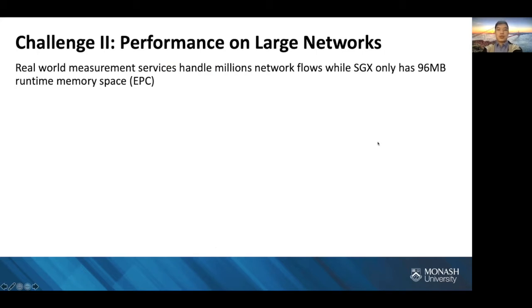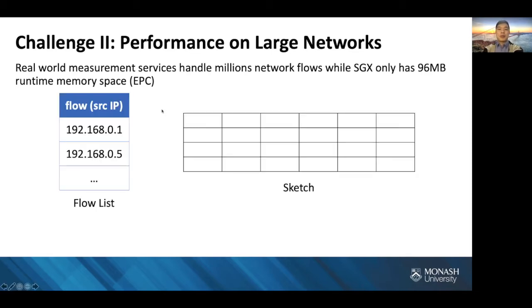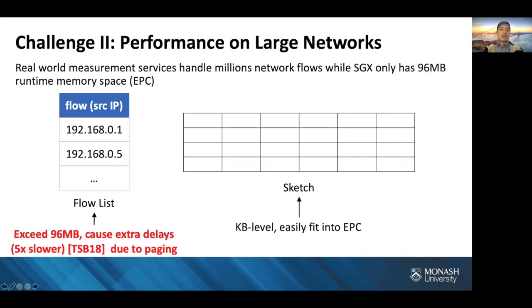Also, in a real-world network, the measurement service should be able to handle network flows at the million level. However, an enclave can only have 96 megabytes of runtime memory, which we call EPC. Consider our strawman approach. Since the sketch is only at the megabyte level, it can easily fit into the EPC. However, if we must keep a million flow IDs within a flow list, this will exceed the EPC limit. As a result, it will cause 5 times extra delay since the server takes extra time to swap the required pages from outside to the EPC. We know that EPC is increasing to 256 megabytes in the next generation CPU, but this is still limited.